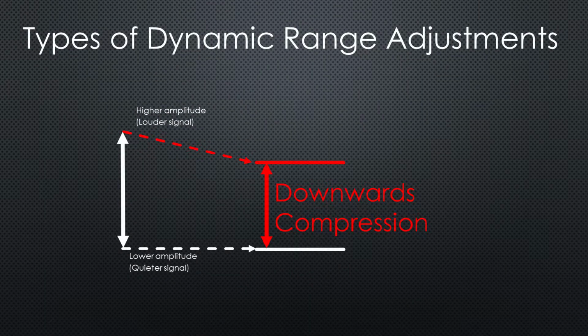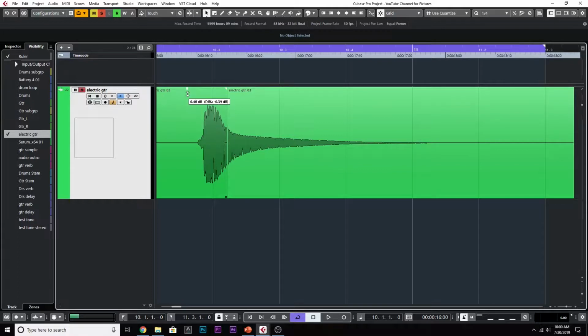Now, like I was saying, types of dynamic range adjustments. You can have what's called downwards compression, where again you're taking the higher amplitude, louder part of the signal and leaving the quieter part the same, and you're basically bringing down that louder part of the signal, and you're pretty much, in a way, downwards compressing it.